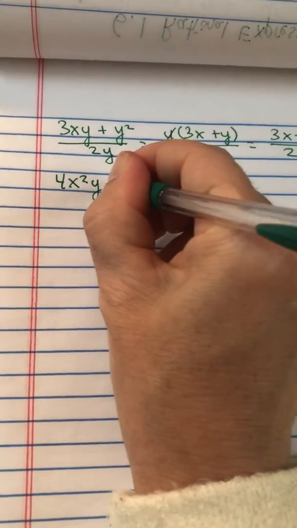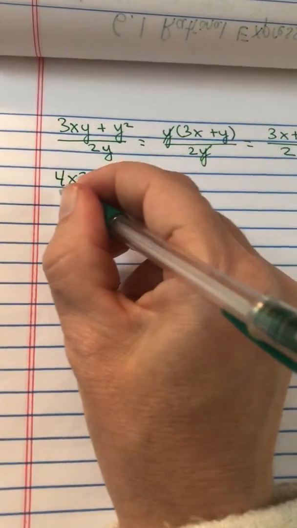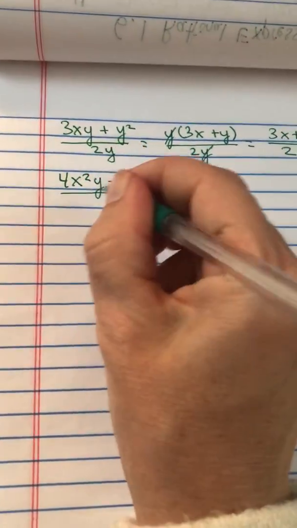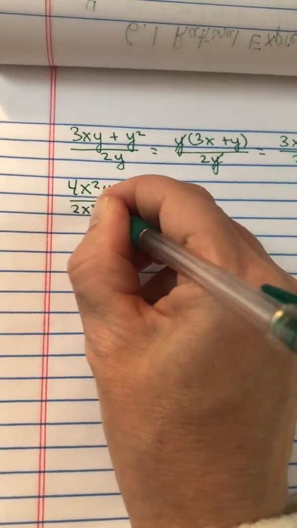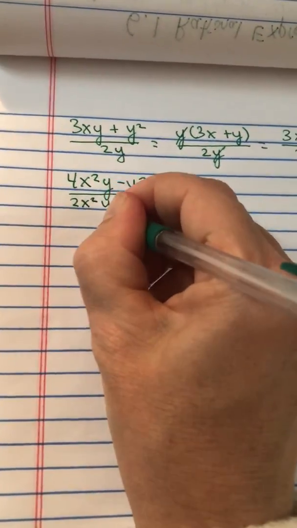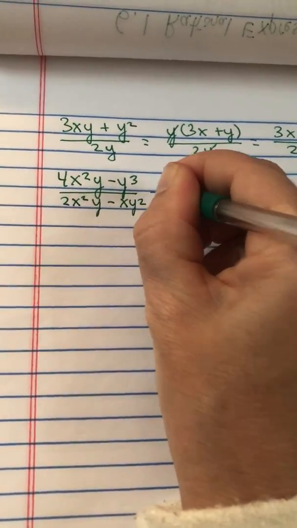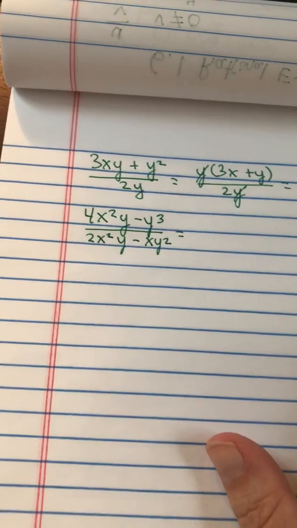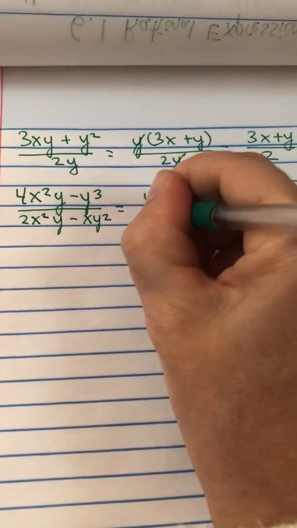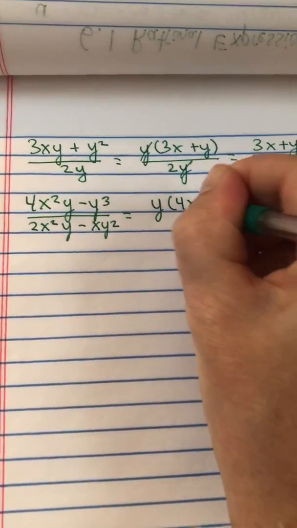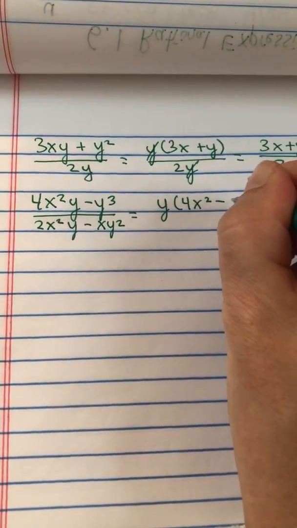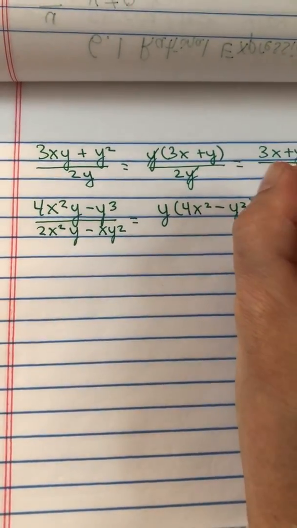Okay, factoring in two variables. Another example would be 4x squared y minus y cubed over 2x squared y minus xy squared. All right, the top here we can factor out a y, and we'll get 4x squared minus y squared, or the difference of two squares.